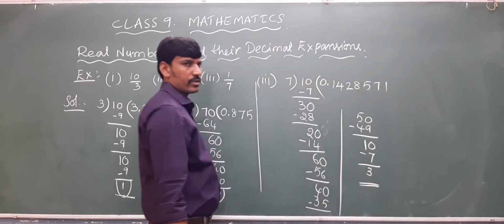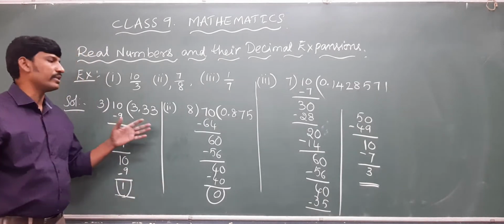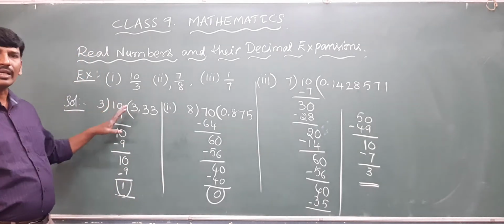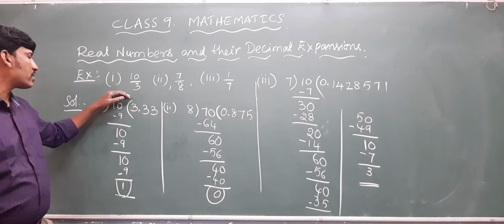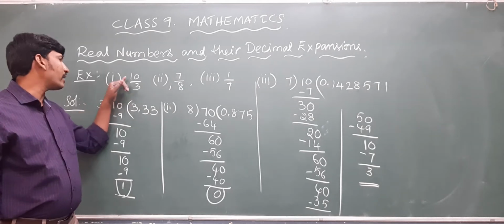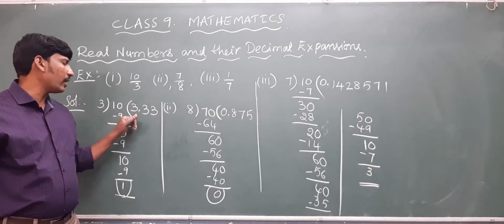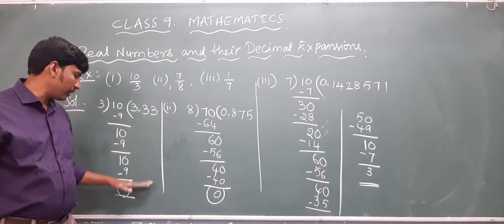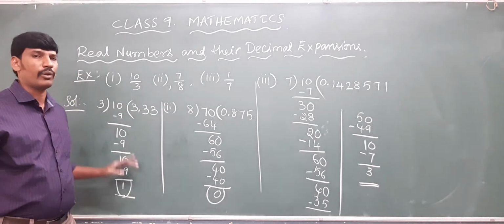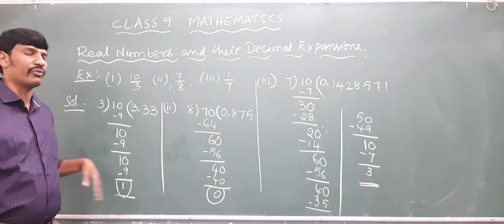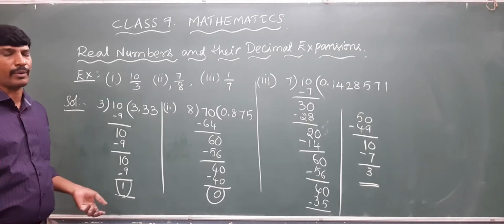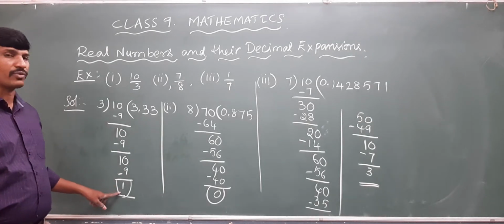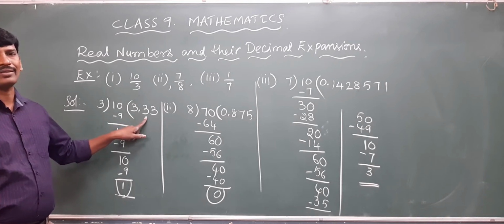Now see, this is a repeated process. Observe these 3 divisions. In the first case, 10 by 3, when you divide 10 by 3, you will get 3.333. You are going to get 1 as the remainder; only one value is repeated. 1, 1, 1, 1. If you do it infinitely many times, you get the remainder as 1 only. The quotient will become 3.333.